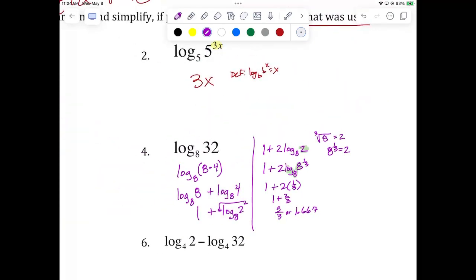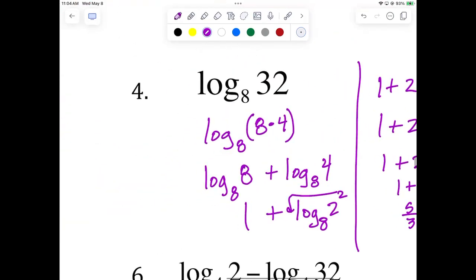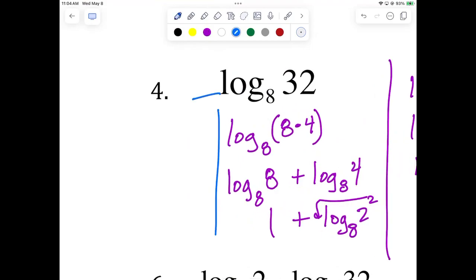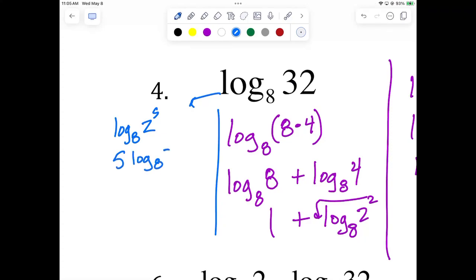All right, is that the only way to do that problem? No, if you were going to do it that way, you could have done this right here. You could have just said, oh, that's log base 8 of 2 to the 5th. 32 is 2 to the 5th. You could bring the 5 out front right away and say that's 5 log base 8 of 2.